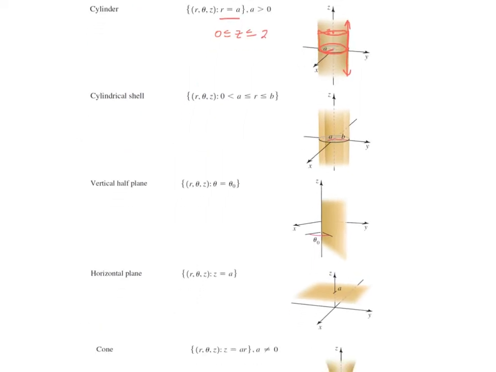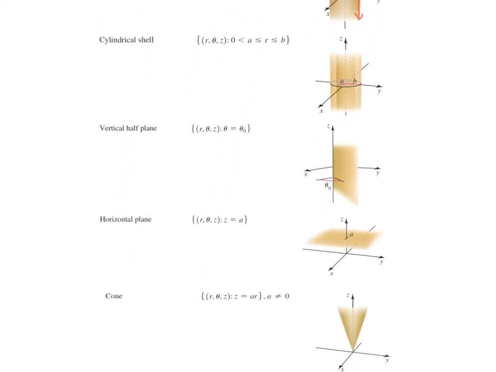We also have what's called a cylindrical shell. That would be like those annulus regions where we have an inner circle and an outer circle. So in the XY plane, we have this annulus, and then it's going to go up and down some z values. That would be our cylindrical shell.